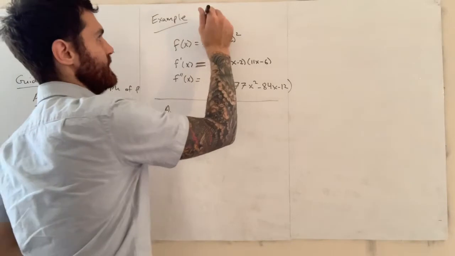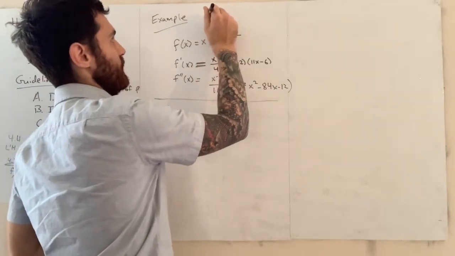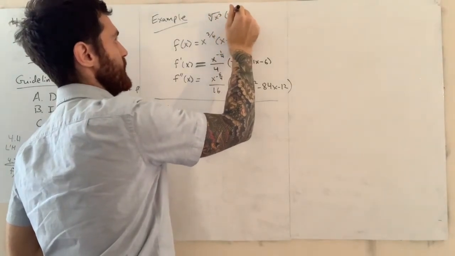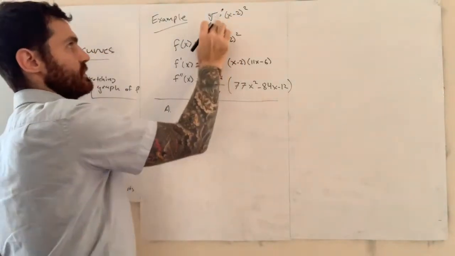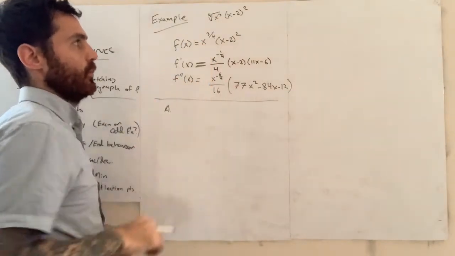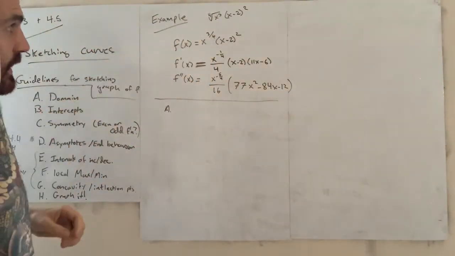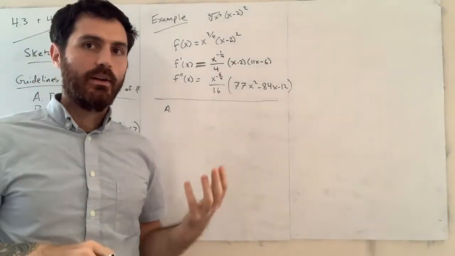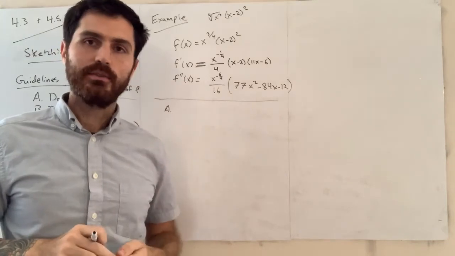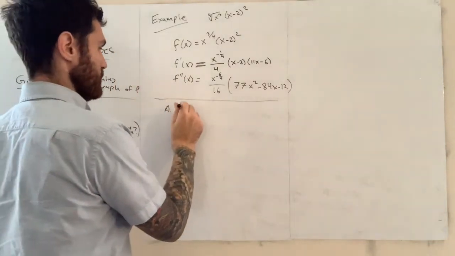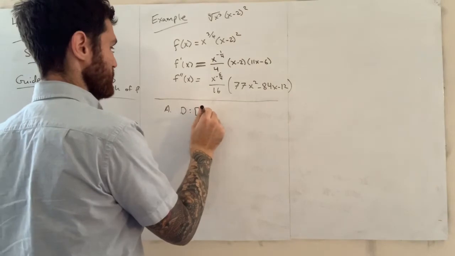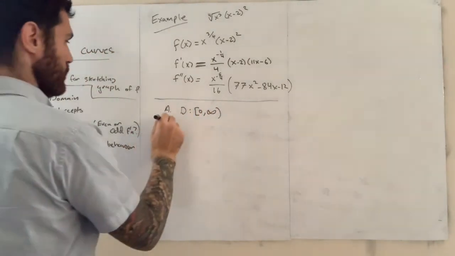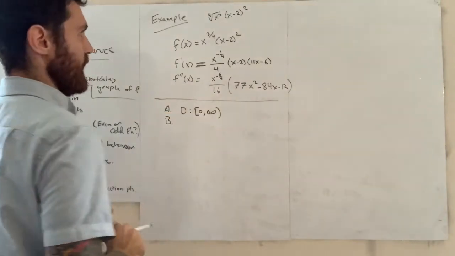But I do have this thing that's the fourth root of x raised to the 3 times x minus 2 squared. So this is a fourth root because I have a 1/4 in there, or a 3/4 in there. So what does that mean? It means we can only plug in non-negative numbers. So the domain is going to be from 0 to infinity. And we're done there. So B, what about intercepts?